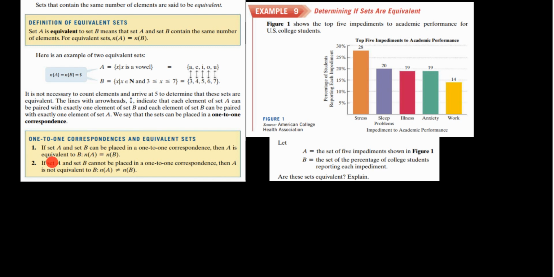If set A and set B cannot be placed in one-to-one correspondence, then A is not equivalent to B. The cardinality of A is not equal to the cardinality of B. Okay, so let's look at example 9. Determine if the sets are equivalent. Figure 1 shows the top 5 impediments to academic performance for U.S. college students: stress, sleep problems, illness, anxiety, and work.